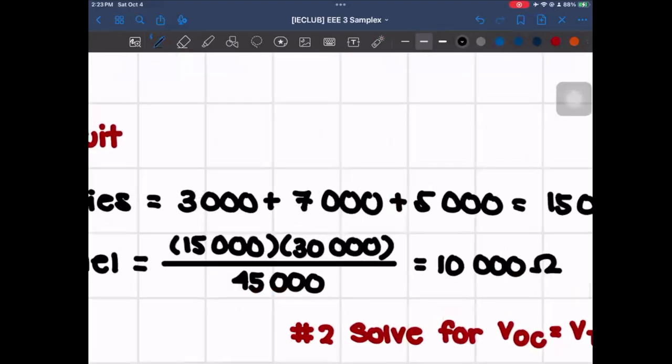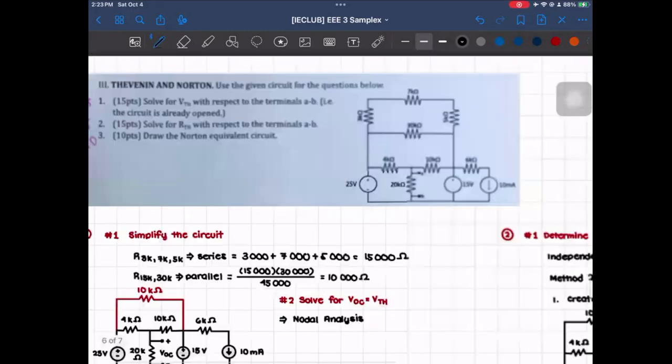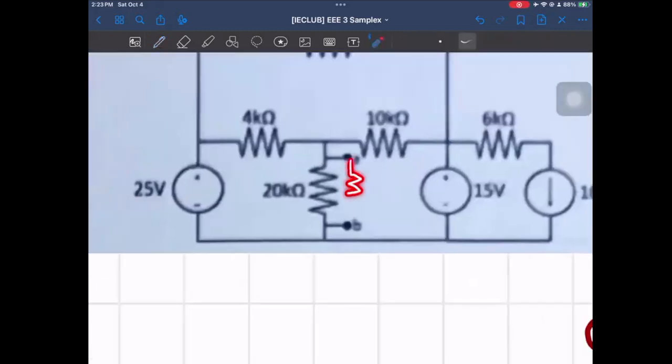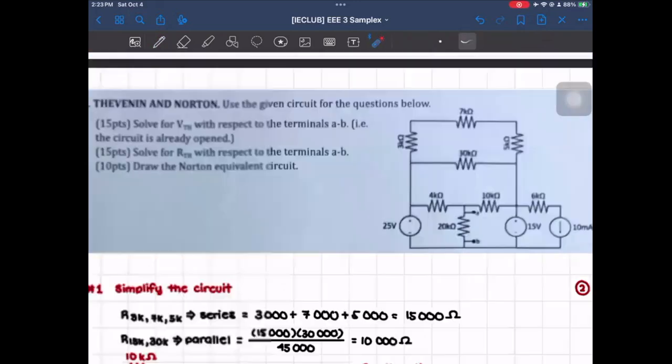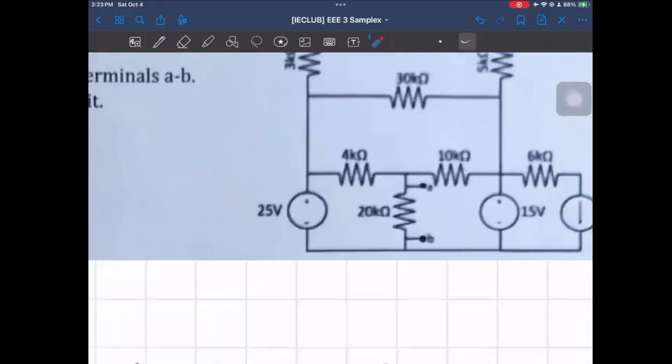And if we were to redraw the circuit again, we'll end up with this. So with that, we can now start solving since there's no other way to simplify this problem anymore. So just to note also, usually if there's a resistor here and we're looking for VTH or RTH, we actually have to remove it. But in this particular question, there's nothing connected here. So we actually just leave it as is. So just something to note.